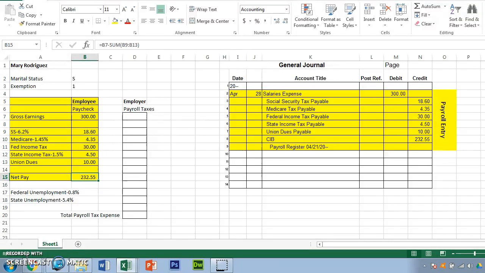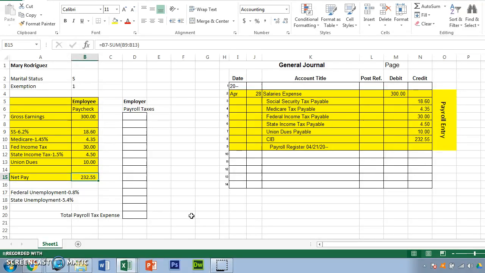So let's say for this business we only have one employee, and her name's Mary, and she made $300, had these deductions, and her net pay came to $232.55. So if we had just that one employee, this is how you would have journalized it in Objective 1. Debit your salaries expense, credit your payables, credit your cash in bank.